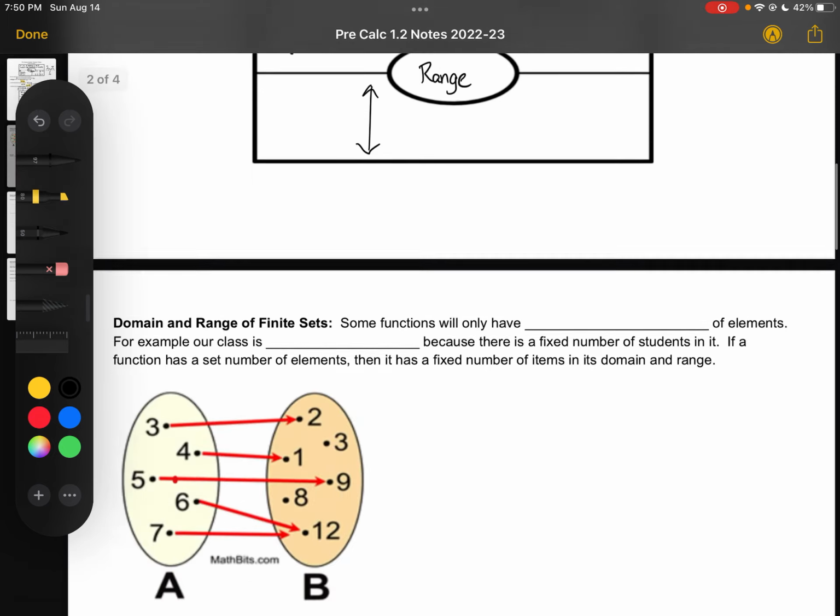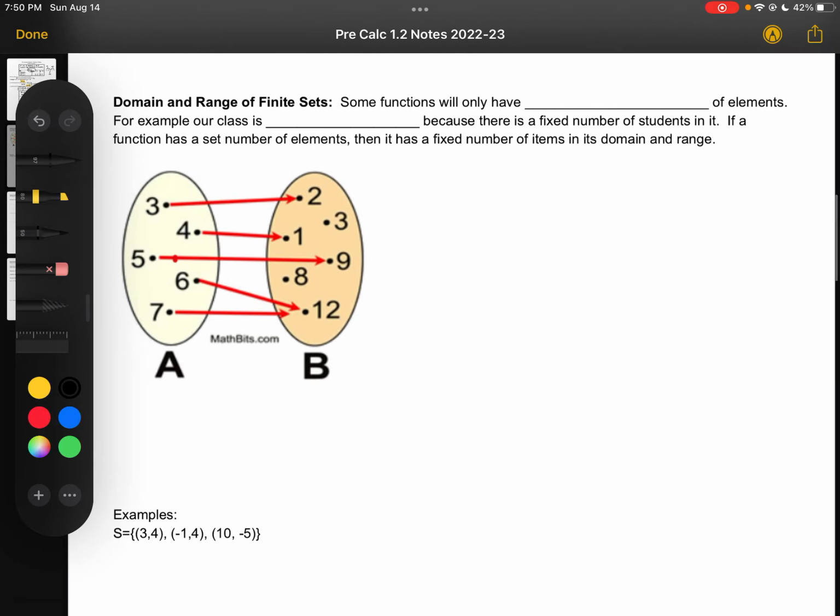So now that we've done the review portion, we're going to jump into a little bit of practice and a little bit of the new stuff. So domain and range of finite sets. What finite means is it doesn't go on forever. There's just a fixed number of points. It is defined, and it's usually just a few. So some functions will only have a set number of elements. That just means there's a few.